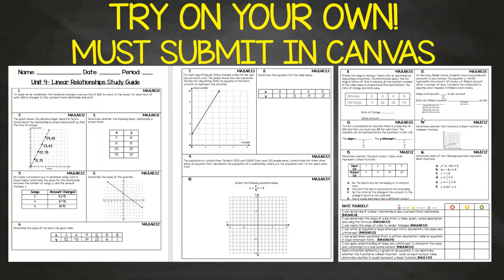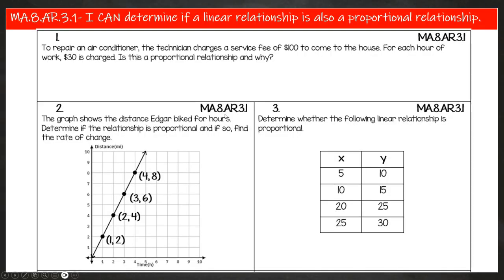All right, in this video, we are going to be completing the Unit 4 Linear Relationship Study Guide. This is for Pre-Algebra. So when you finish, if you haven't done so already, you need to submit the study guide into Canvas to confirm that you know how to input it for the test tomorrow. All right, so let's get started with question number 1.